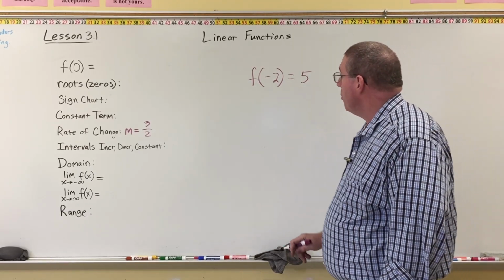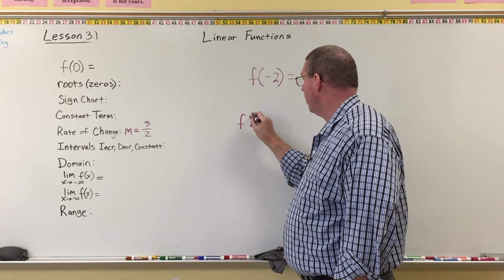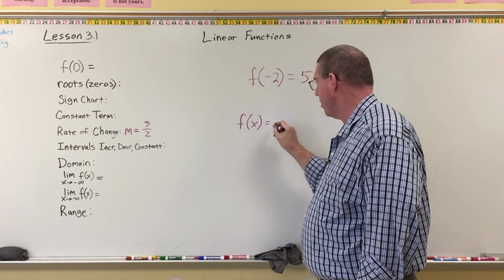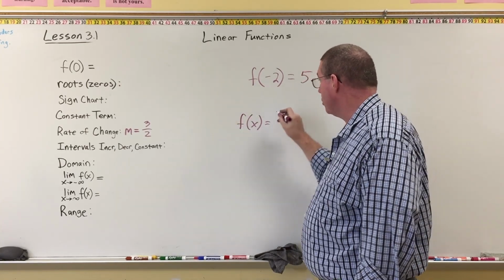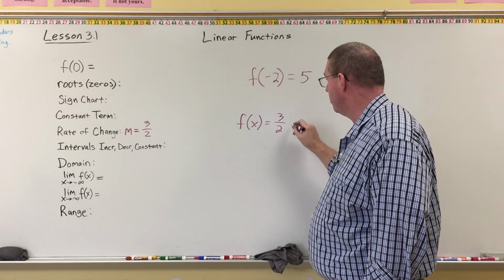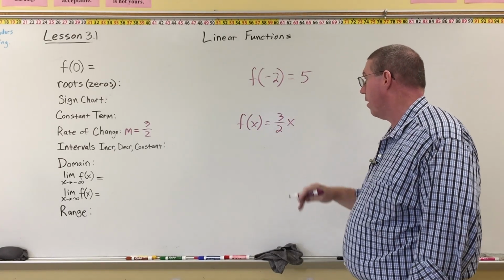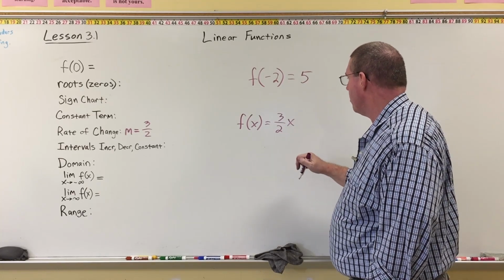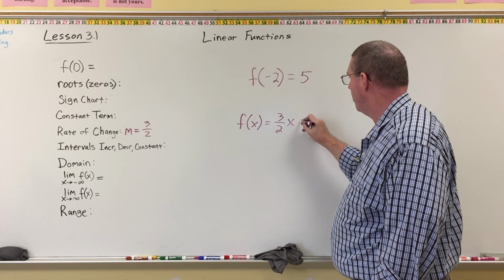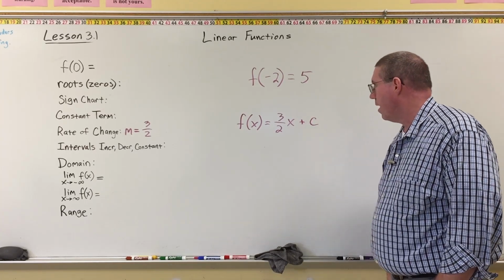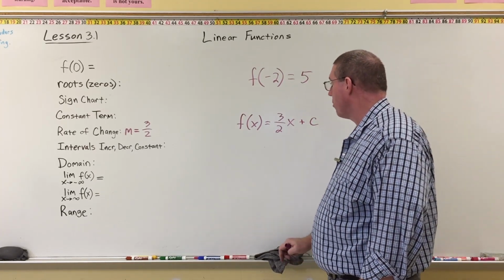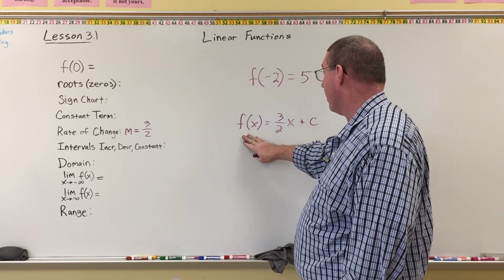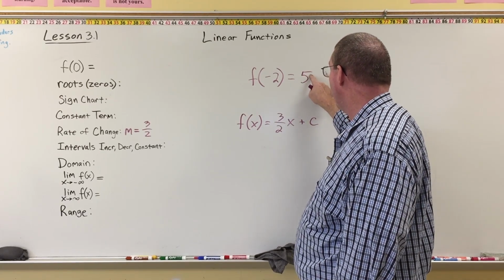All right, so we know that we want to set up the linear function. So we're just going to say f of x is equal to, we have the rate of change, 3 over 2, so we're going to put 3 over 2, and then we're going to put an x right next to it because that's how the linear function always looks. Now the only thing we don't know in this is the constant term, so we're just going to put a plus c. And now we're going to replace the y value, f of x, y, with what it's equal to, 5, right?